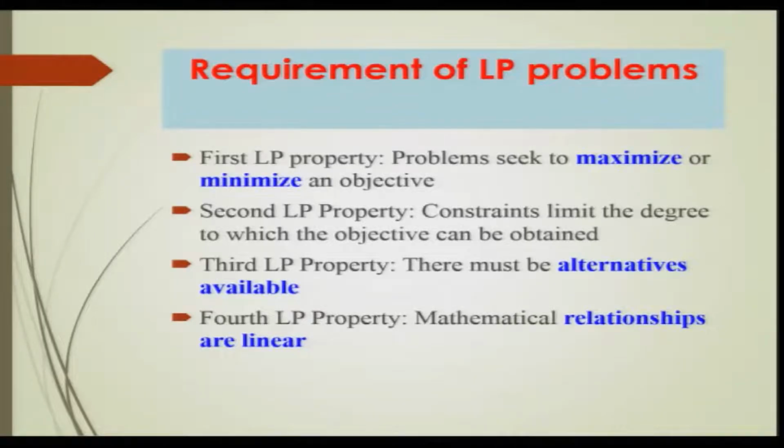The first linear programming property is that the problem is to maximize or minimize some objective function. The objective function may be profit, which you want to maximize. It may be loss, which you want to minimize. It may be the distance travelled, which you want to minimize. It may be the capacity of the lorries; consider that you are utilizing lorries to transport goods from the distributor to the retailer, so you will try to maximize the capacity of the lorries.